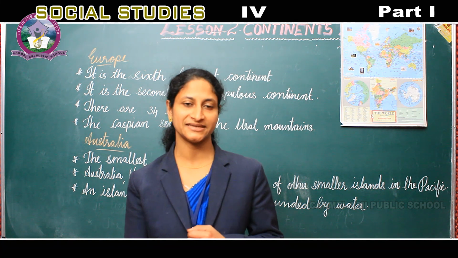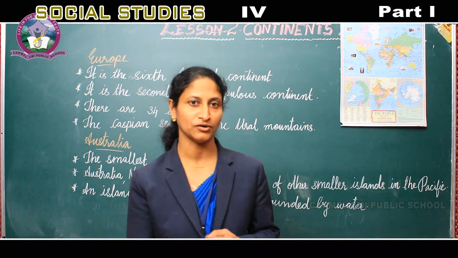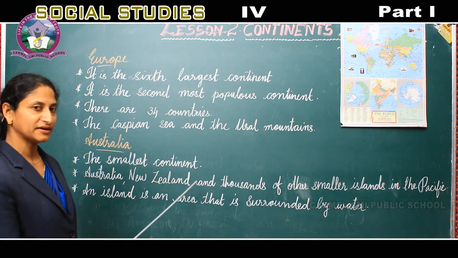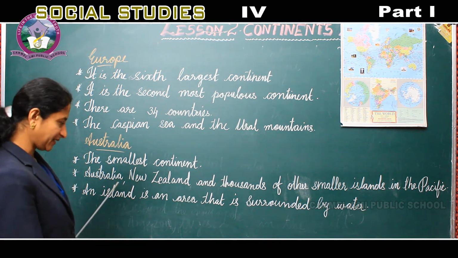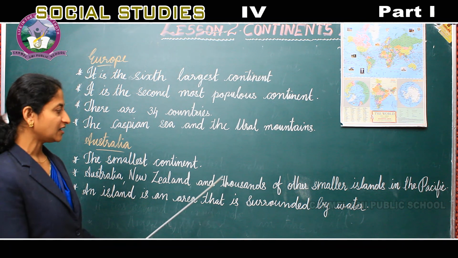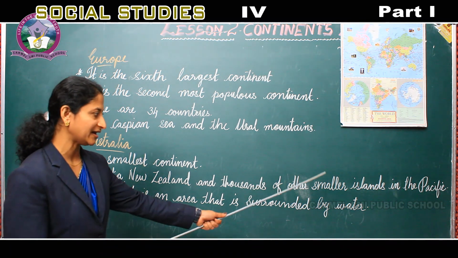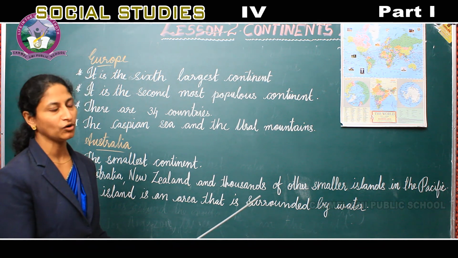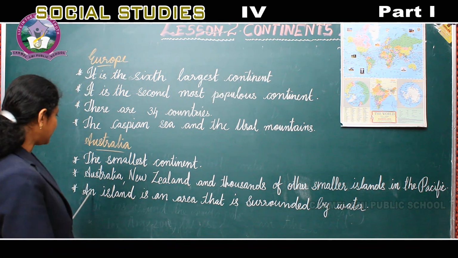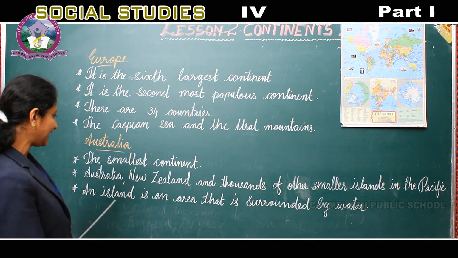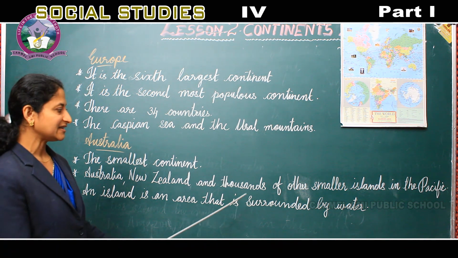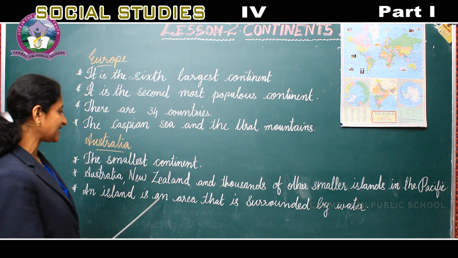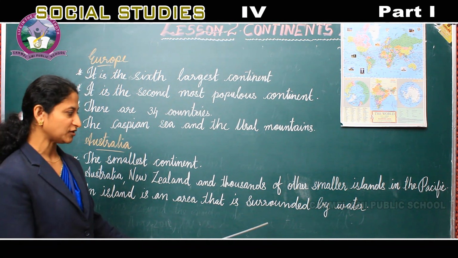Now let's discuss these points from the board. Australia. Australia is the smallest continent of the world. Australia, New Zealand and thousands of other smaller islands in the Pacific Ocean together form the continent of Australia. What is an island? An island is an area that is surrounded by water.